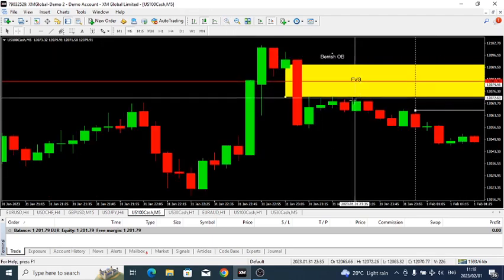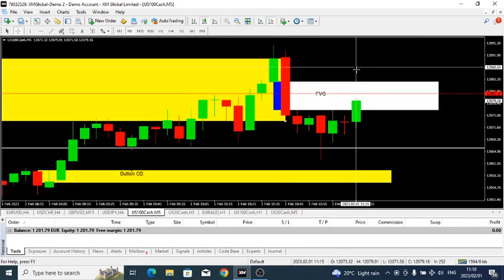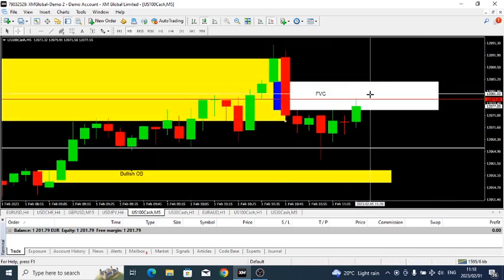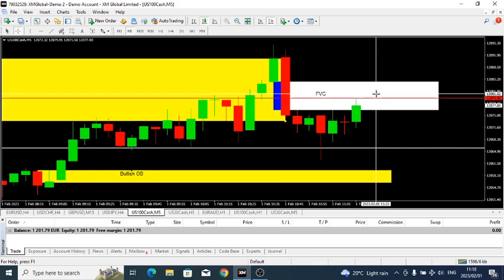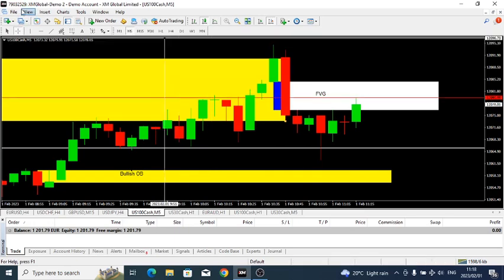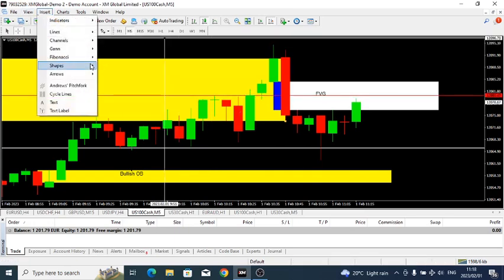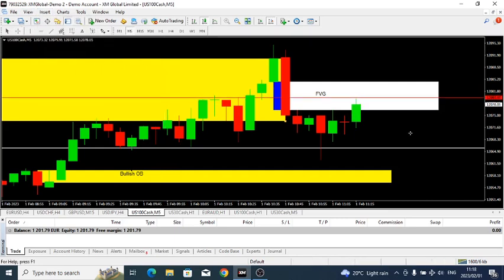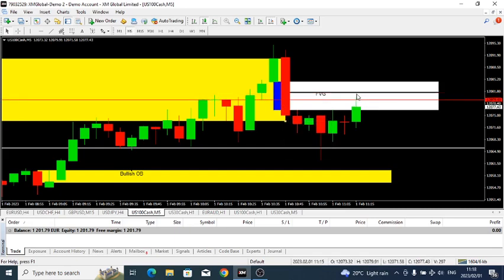Look what's happening. As I told you, the market will want to come and fill up the fair value gap. Sometimes it will come just in the middle of the fair value gap, 50% of it, because it wants to rush to do something. It will just come here, bounce off, and bounce down.